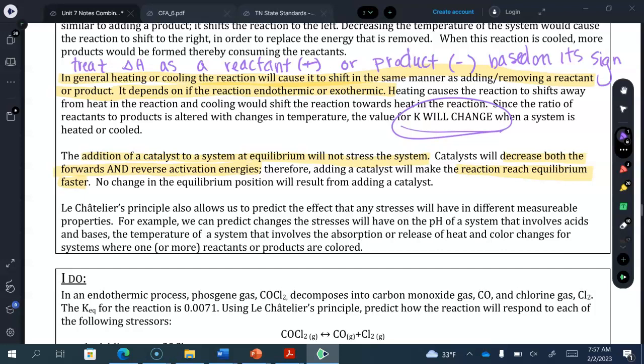Le Chatelier's principle allows us to predict the effect that any stress will have on different measurable properties. For example, we can predict changes the stress will have on the pH of a system that involves acids and bases, the temperature of a system that involves the absorption or release of heat, and color changes for systems where one or more reactants or products are colored, which we're going to do some of coming up here soon in class.